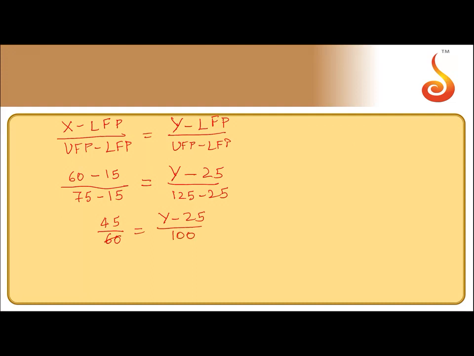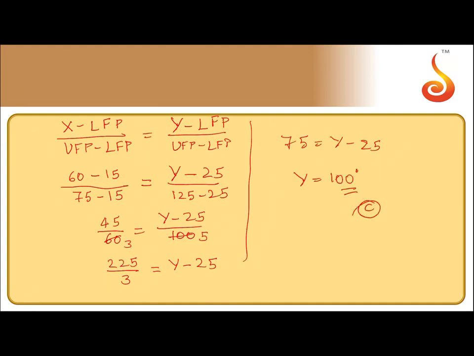So 15 is a 3, 45 5 is a 15, 225 divided by 3, that is equal to Y minus 25. So 225 by 3 is 75 is equal to Y minus 25. So Y is equal to 100 degrees. That is option C.